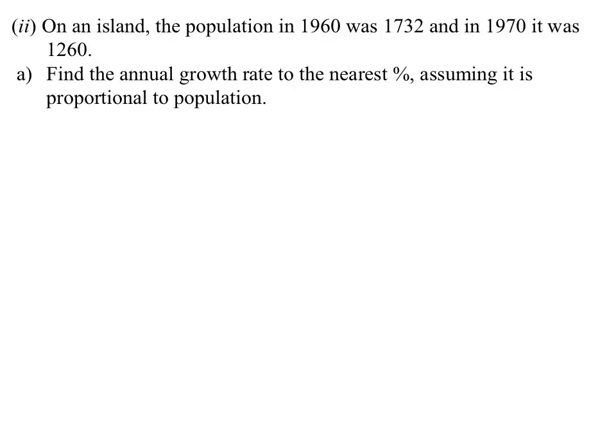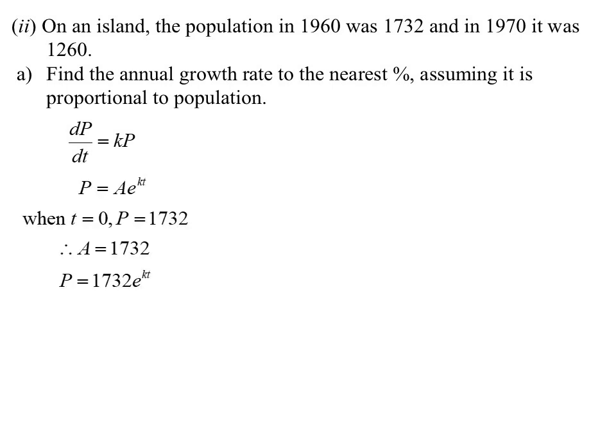On an island, the population in 1960 was 1,732, but in 1970 it was 1,260. Let's find the annual, well, they've called it a growth rate. We know it's going to turn out to be a decay rate, to the nearest percent. So dP/dt is equal to some constant times the population. This we know, we're assuming that anyway. So we know the solution will be in this form. We know initially there's 1,732, therefore I can refine my equation. We want to find k.